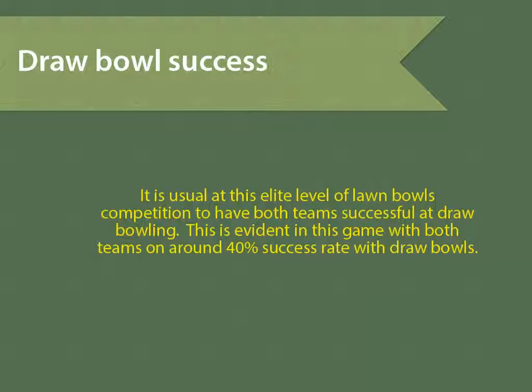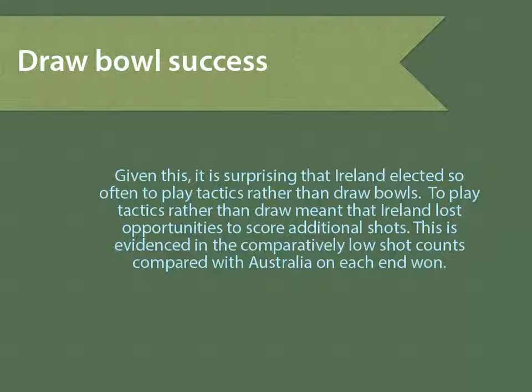It's usual at this elite level of lawn bowls competition to have both teams successful at draw bowling. This is evident in this game, with both teams on around 40% success rate with draw bowls. Given this, it is surprising that Ireland elected so often to play tactics rather than draw bowls. To play tactics rather than draw meant that Ireland lost opportunities to score additional shots.